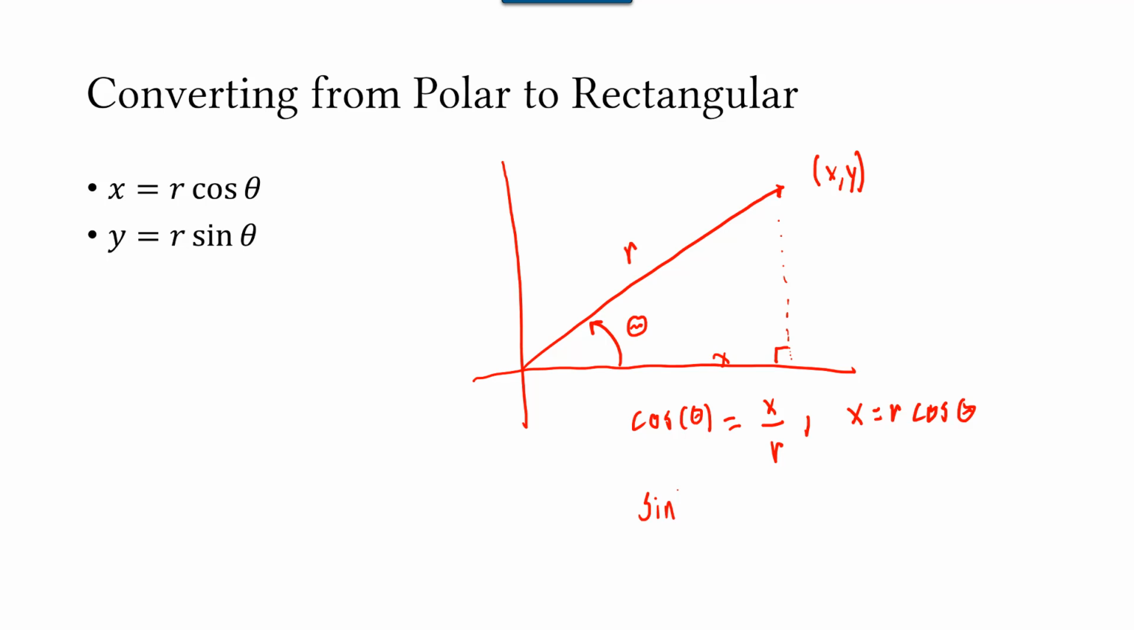Similarly, the sine of theta would be the opposite side, y, over the hypotenuse. Here's my y. And solving for y gives y equal to r sine theta. So we have the two equations, x equals r cosine theta and y equals r sine theta. Those would allow us to take polar coordinates and turn them into rectangular or Cartesian coordinates.